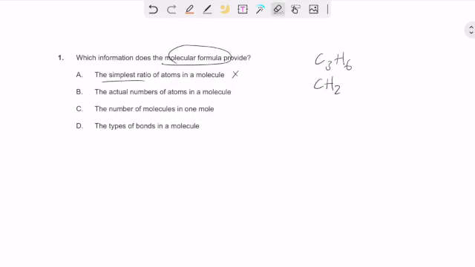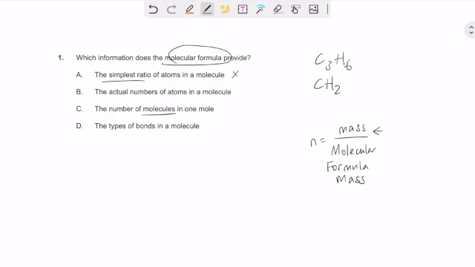As for option C, the number of molecules in 1 mole. The molecular formula does not provide this information because the molecule is simply one in this case. There's one molecule, but it doesn't tell you how much of a molecule in 1 mole, because a mole is a measurement of the mass that you have over the molecular formula mass. And in this case, you have the molecular formula mass, but you do not have the actual mass given.